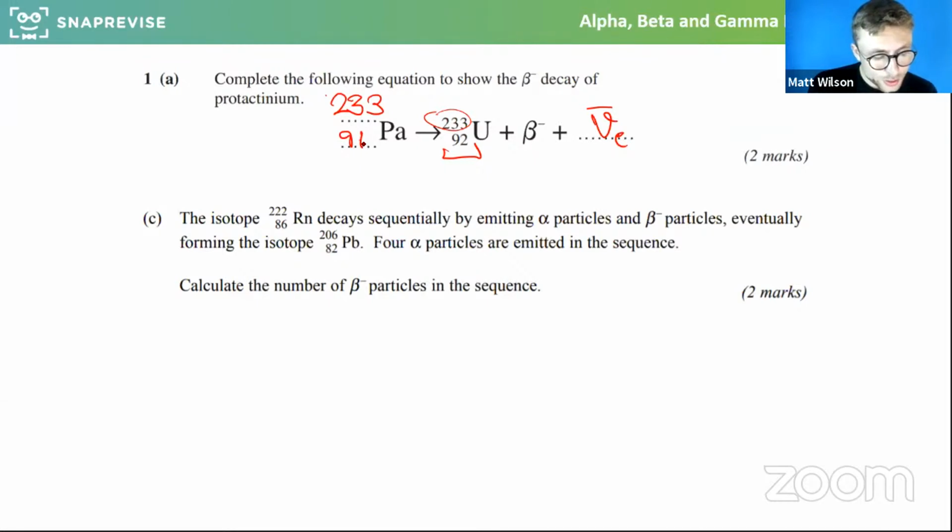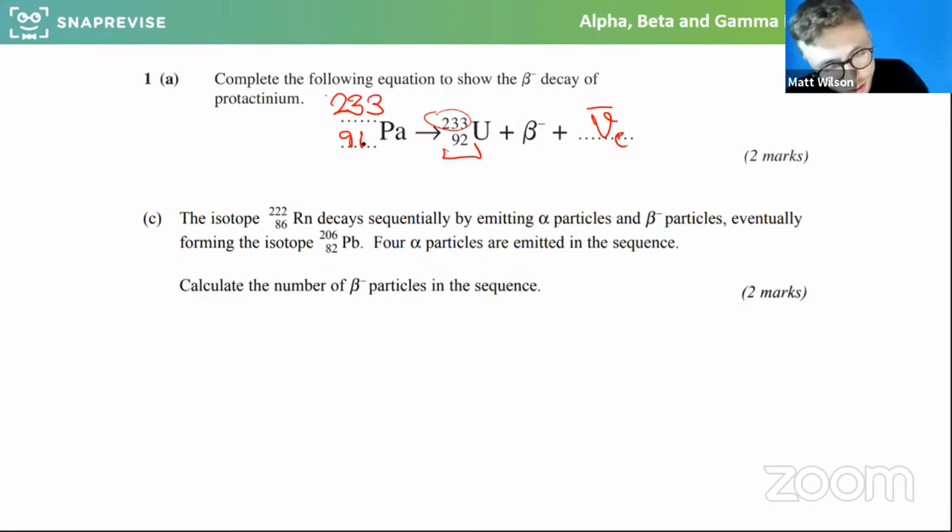So the isotope radon-222 decays sequentially by emitting alpha particles and beta particles, eventually forming the isotope lead-206. 4 alpha particles are emitted in the sequence. Calculate the number of beta particles in the sequence. Okay, so let's first see what the result of emitting all those alpha particles would be.